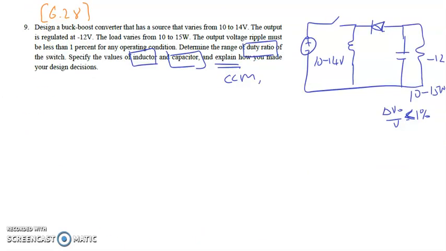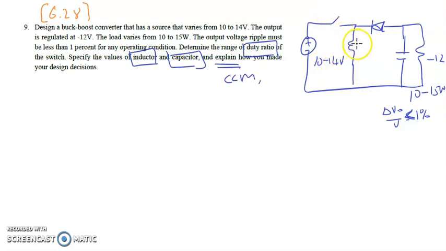Okay, next question number 9, which is the same as question number 6.28 in our textbook. We need to design a buck-boost converter with a source that varies from 10 to 14 volt, output regulated at negative 12 volt, and load varying from 10 to 15 watt, meaning our resistor is adjustable from a certain value to a certain value to comply with the 10 to 15 watt load. So we transfer all the data into the circuit, with input of 10 to 14 volt.